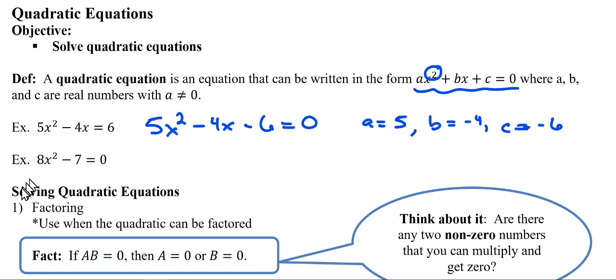The second one is a quadratic equation where a is 8, b is 0, and c is -7. The b, the coefficient on x, is 0 because that term is missing. That still makes it a quadratic equation. It's when the a is 0 that it no longer is quadratic. That would be a linear equation if we had no x squared term on it.